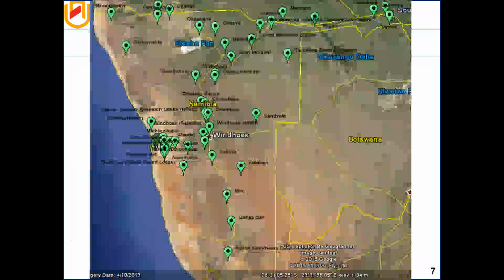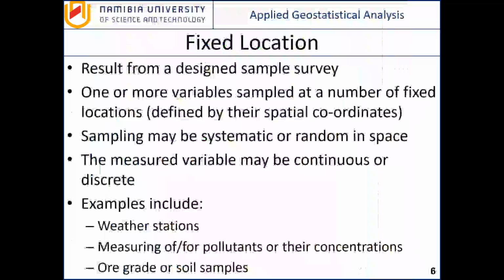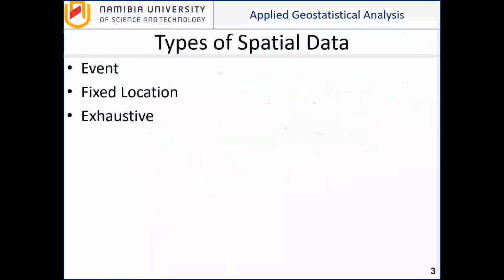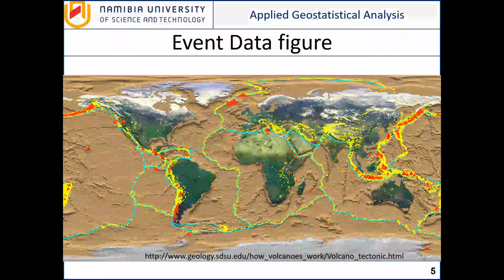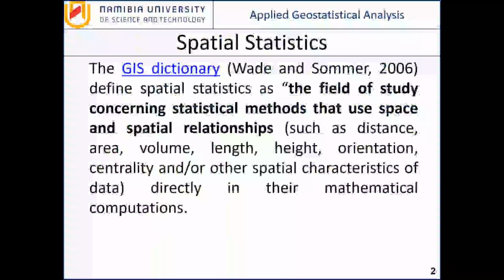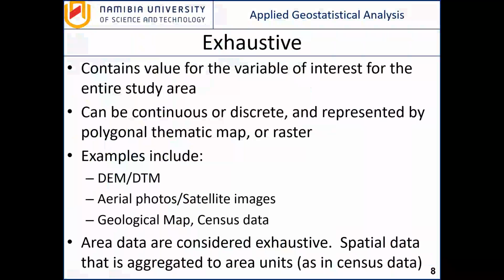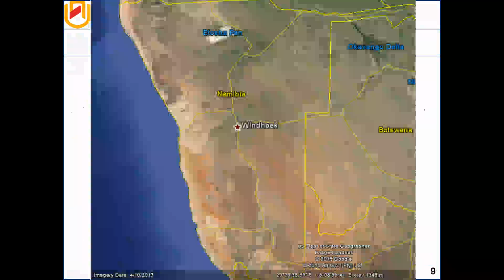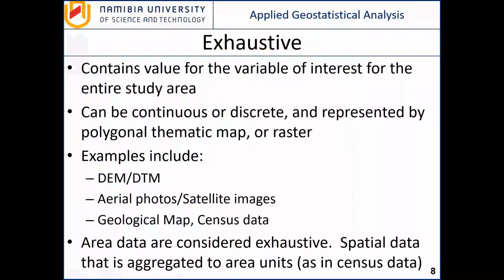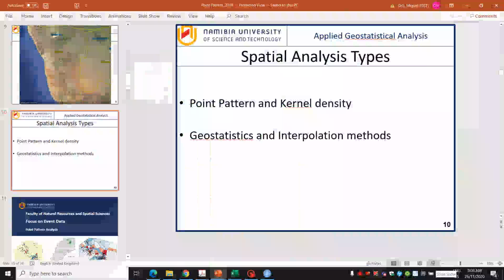Okay. So before we continue with the analyses themselves, we have an exercise here during the class, and in this exercise you will need to find more examples of each data type. Okay, more examples for the event data, for the fixed location, and for the exhaustive data. Then you submit your answers, and we continue with the next one, the point pattern and kernel density examples.